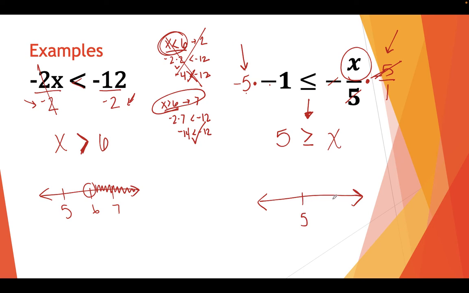If I need to graph this, this is where we need to be a little extra careful. This is going to be a closed circle on the 5. But since the x is on the right, my inequality arrow is not going to go to the right, it's actually going to go to the left. If I rewrote my answer, it would look like this. x is less than or equal to 5. Basically, I'm reading it in the other direction. So if x is less than or equal to 5, my shading would be to the left.